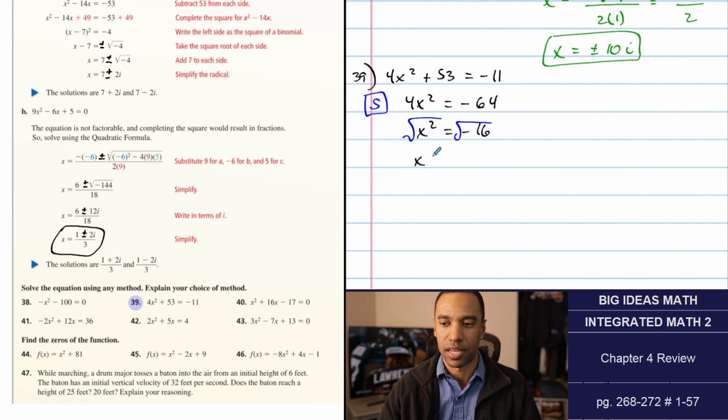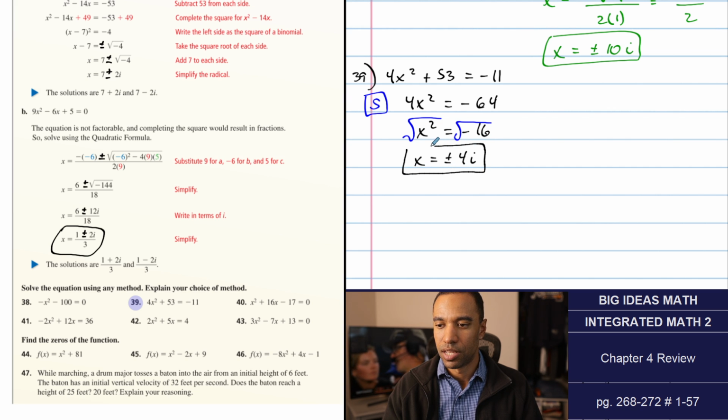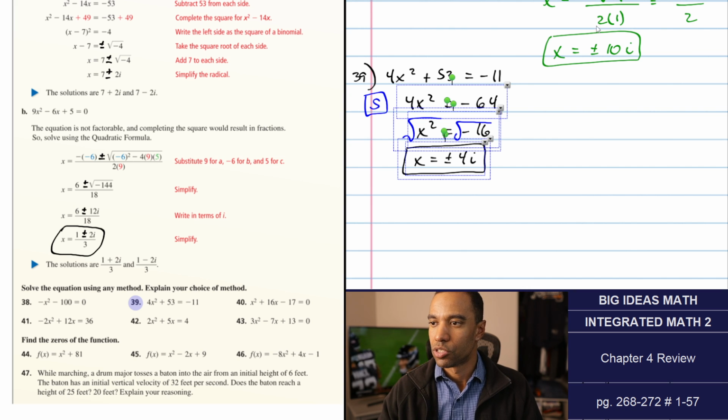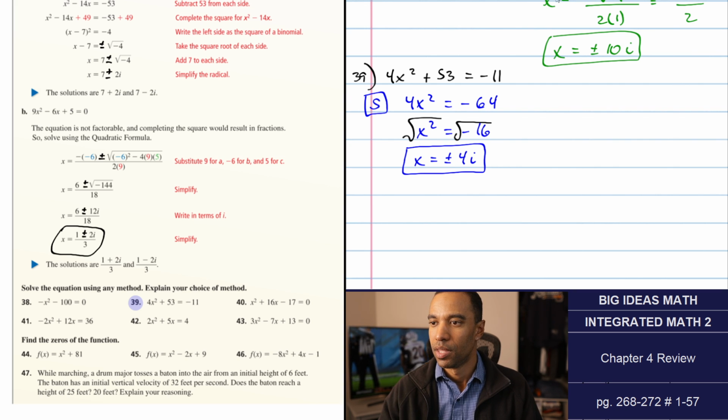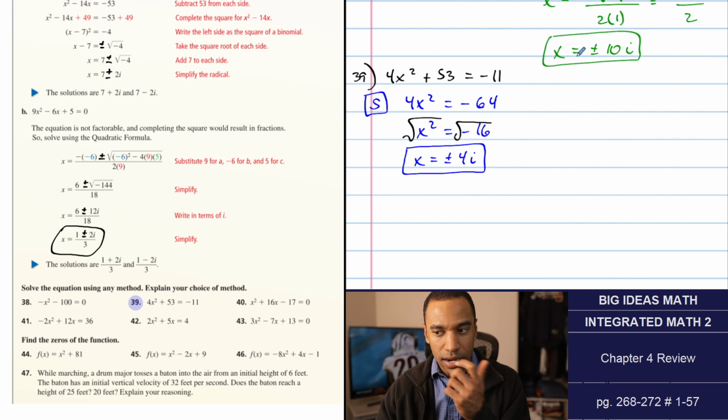Assuming I'm not missing anything there, x is plus or minus 4i. Square root of 16 is 4, square root of negative 16 is 4i. I want to use all blue there, I forgot, so let's turn those blue, except the square root symbols. That's fine to be black. Yeah, same thing as before.